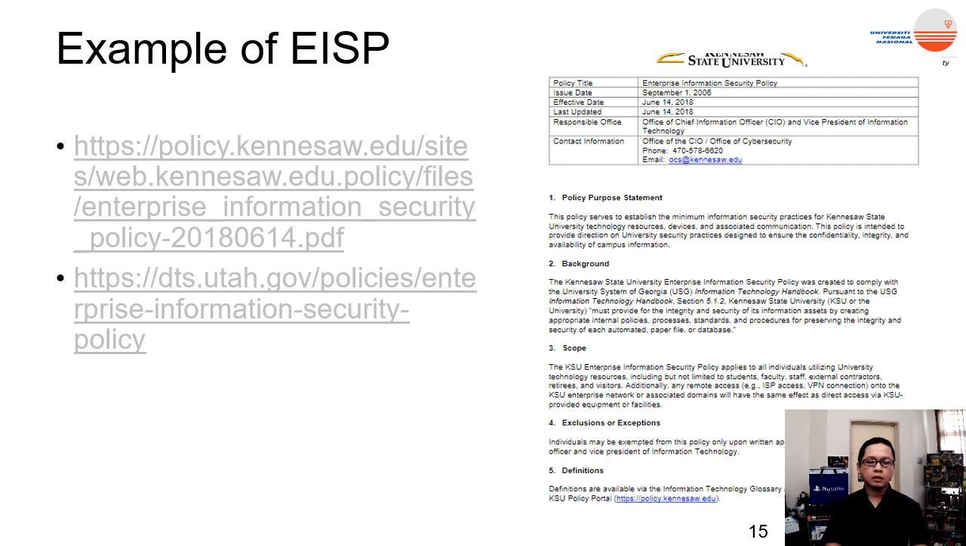So this is an example of EISP, and as you read it further, you will find that it is much more generic. It contains the purpose of the policy, the background, and also the scope of the policy and what it covers. And usually, it also explains what type of regulation it is in compliance with and what could happen if those regulations are not adhered to.